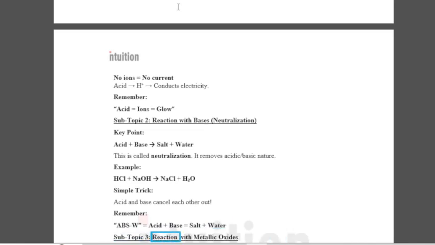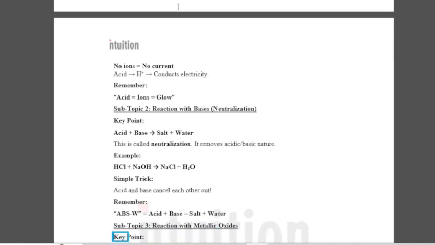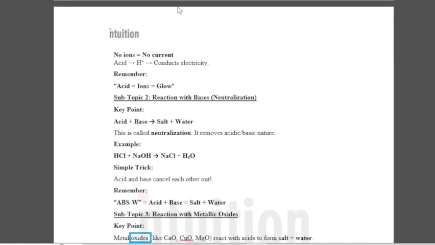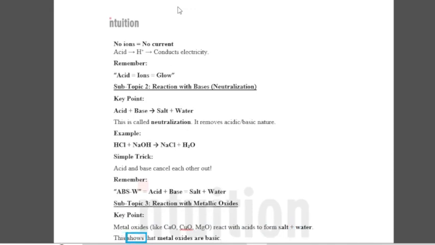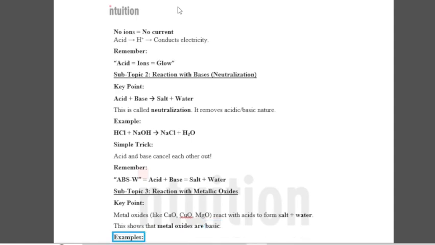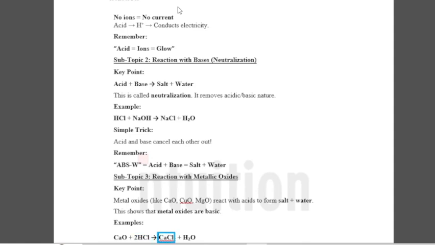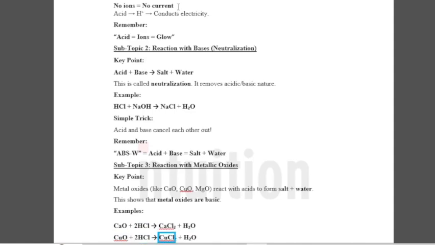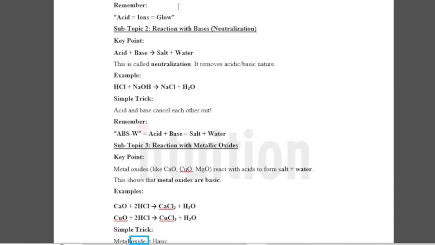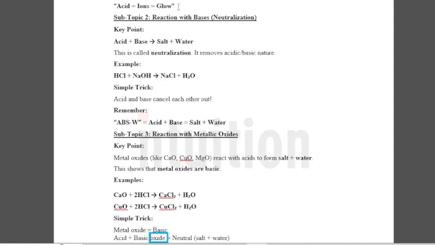Subtopic 3: Reaction with metallic oxides. Key point: metal oxides like CaO, CuO, MgO react with acids to form salt plus water. This shows that metal oxides are basic. Examples: CaO plus 2HCl gives CaCl2 plus H2O. CuO plus 2HCl gives CuCl2 plus H2O. Simple trick: metal oxide is basic; acid plus basic oxide is neutral, salt plus water.